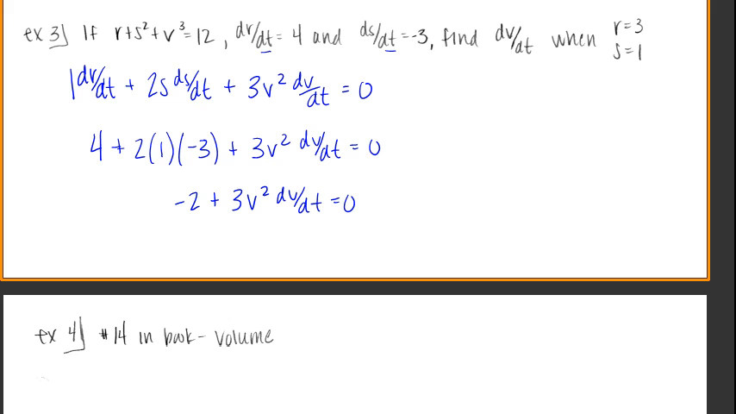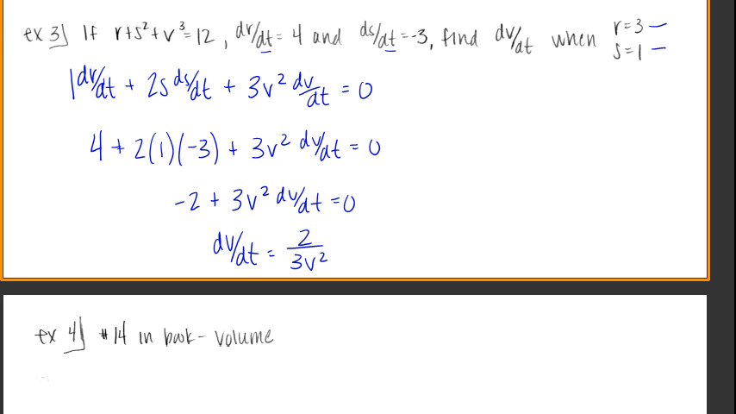Or if we solve this for dv/dt, what we'll get right now will be 2 over 3v squared. Well, we actually want to get an answer, so how can we get v from the problem? Let's go back to what's given to us. We know r is 3 and s is 1. So if we go to the original problem, and if I know 2 of the 3 variables, shouldn't I be able to get the third one?